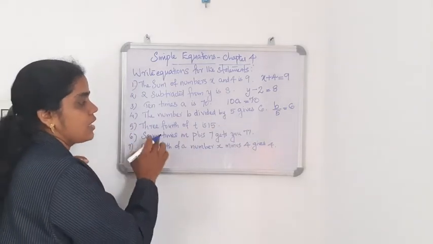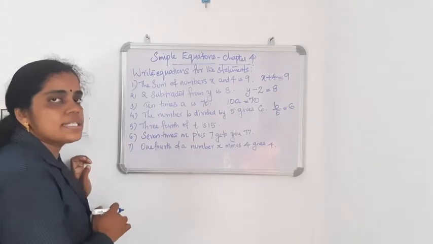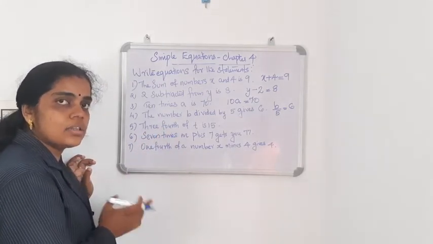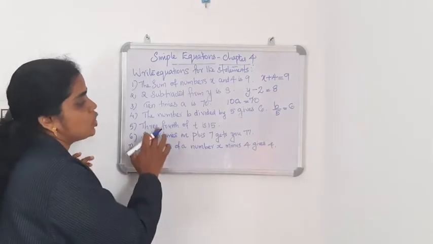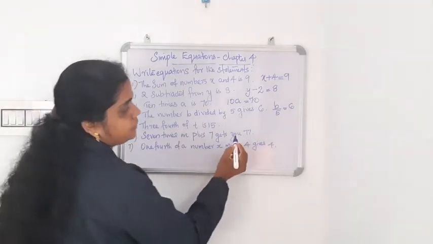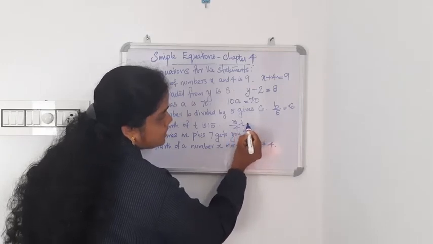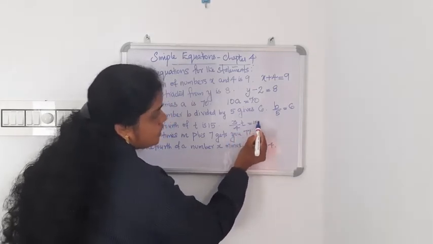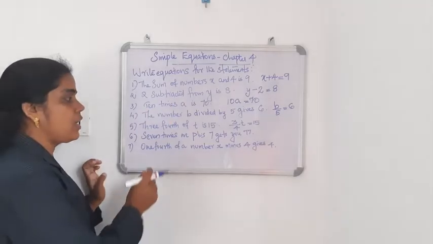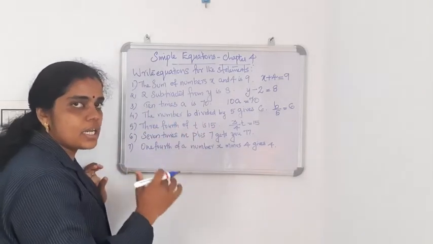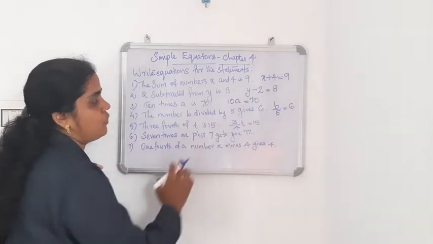Then fifth question, 3/4 of t is 15. What is 3/4? 3/4 means it is 3 by 4. So 3/4 of t means 3 by 4 of t. Of means always multiplication, which is equal to 15. 3/4 of t is 15. Is means is equal to 15.